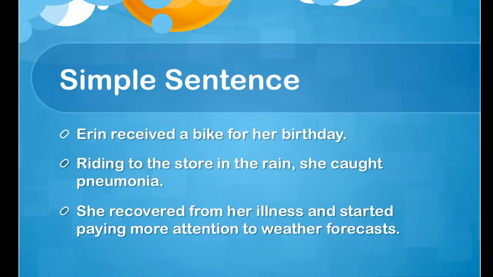Here are some examples. Number 1, Erin received a bike for her birthday. One subject, one verb, one complete thought. Therefore, I have only one independent clause.